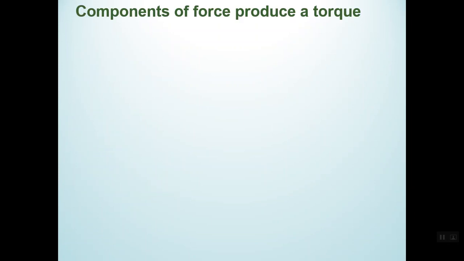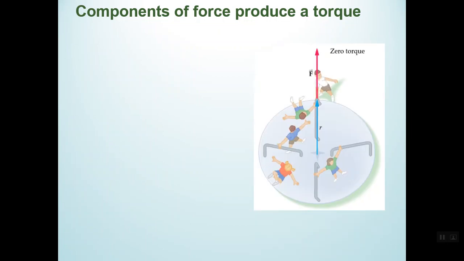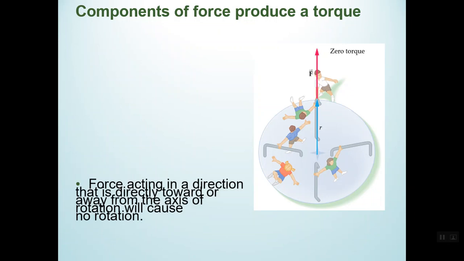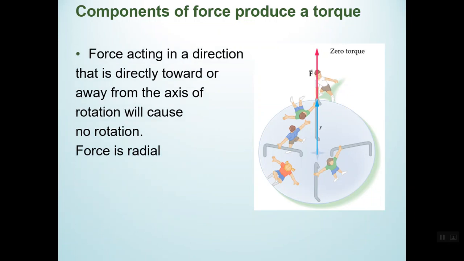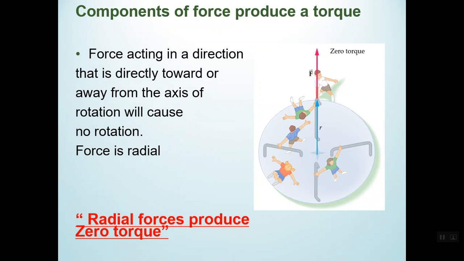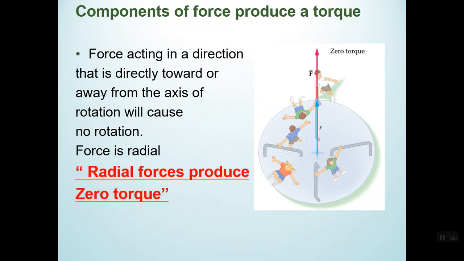If the force acts in a direction toward or away from the axis of rotation, what will happen? As shown in this figure, a force acting in a direction that is directly toward or away from the axis of rotation will cause no rotation. In this case, we say that the force is radial, because it is in the same direction as the radius, and we can conclude that radial forces produce zero torque.